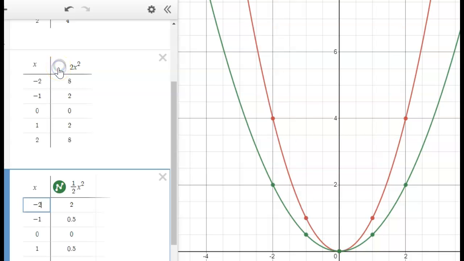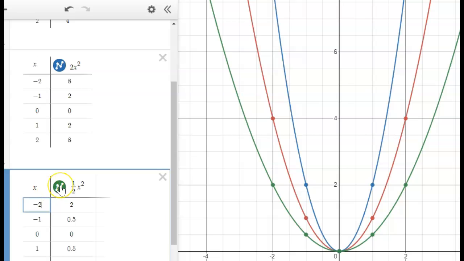2x squared. You see it's inside that red one. And then here's this green one. You can see it's outside everything because it's getting wider. So what happens is the smaller the fraction, so like if I were to change this to 1/4 or 1/8 and just keep going, you would see that they would get wider and wider and wider.